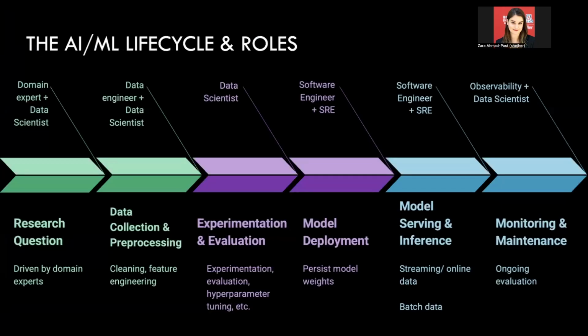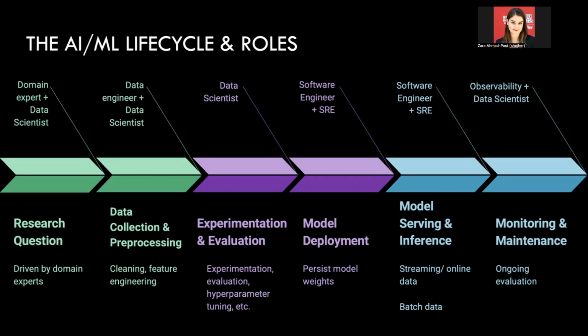As we move through the AI or ML lifecycle, there are key roles or disciplines that are going to accompany each stage. Our research question is going to be really driven by our domain experts, right? The people who have the problem, who know what kind of task they need to do. Those are going to be business stakeholders or researchers or whoever it might be. And they're going to work with the data scientists to define a research question.